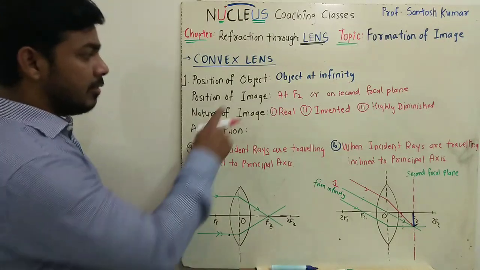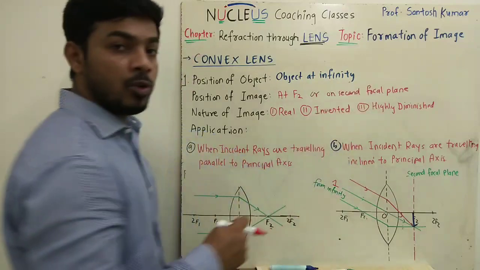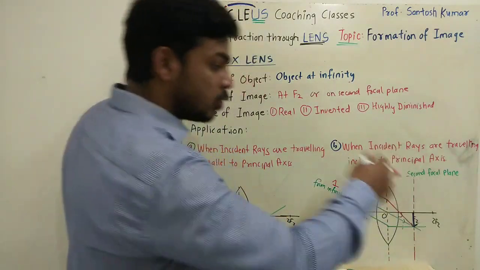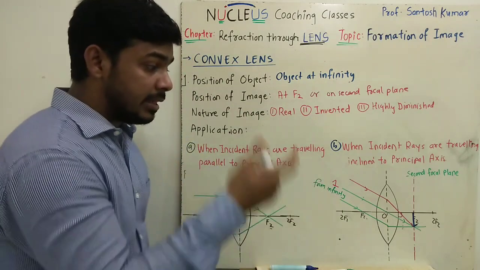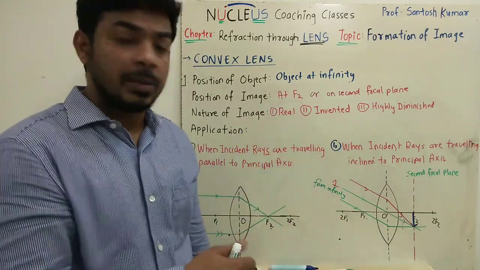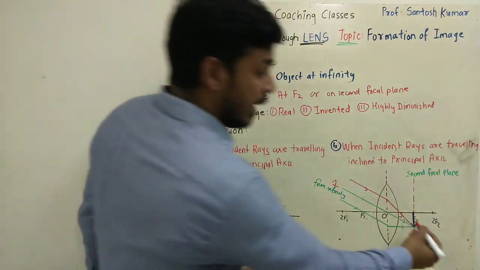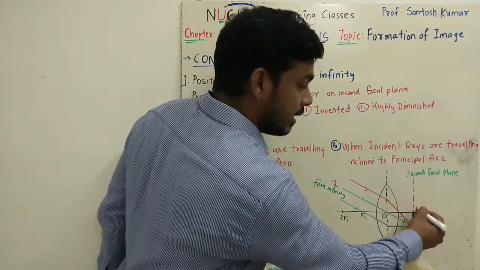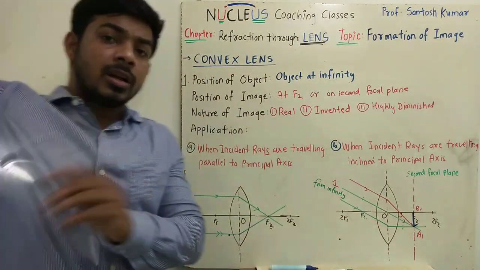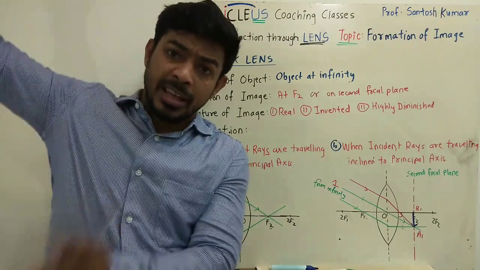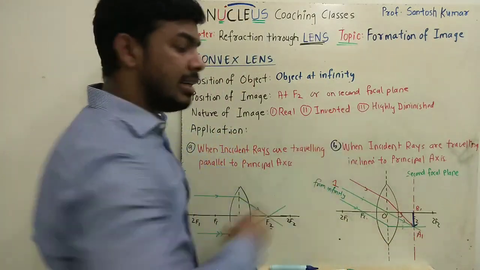So as I said, when the object is kept at infinity, the image is formed either at F2 or on the second focal plane. Since this image is also formed due to actual intersection, it is real, and you can see the image is found below the principal axis with an arrow downward. So definitely it's an inverted image. I can name it A dash, B dash, and we can say that since the rays are coming from infinity, the object must be very big in size and the image is very small, so it is highly diminished.